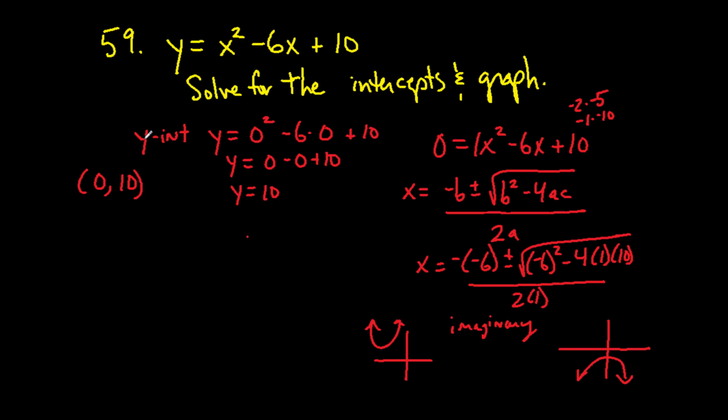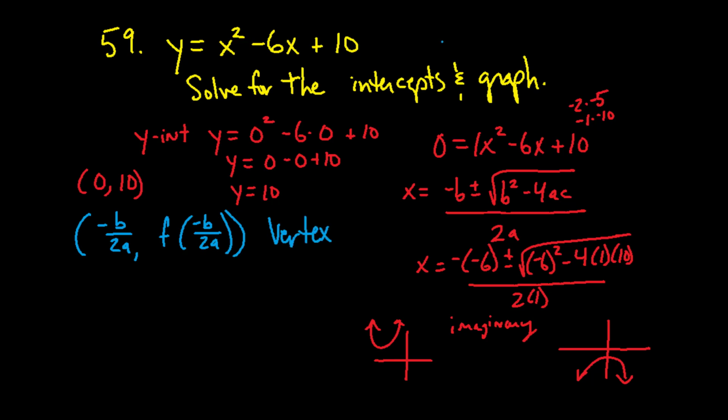A key point is the vertex. So let's solve for the vertex. Now the vertex can always be found by an x-coordinate of negative b over 2a, and then plugging that in for x, which is called f of it. So we'll get this value, then we'll plug that value in for x and solve for y. And that'll give us the coordinates of the vertex.